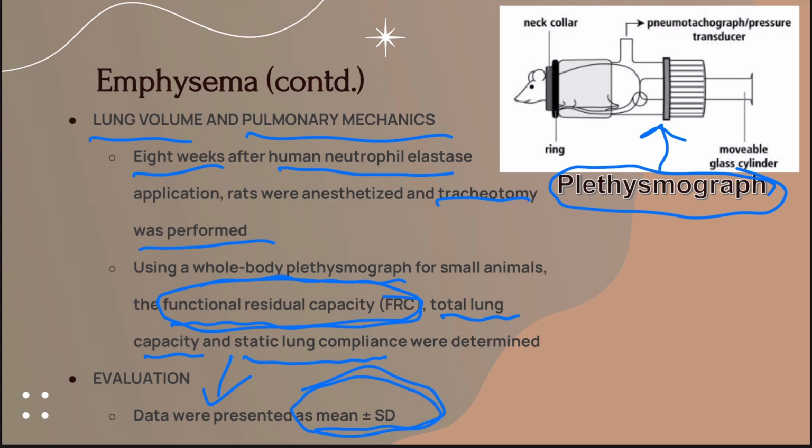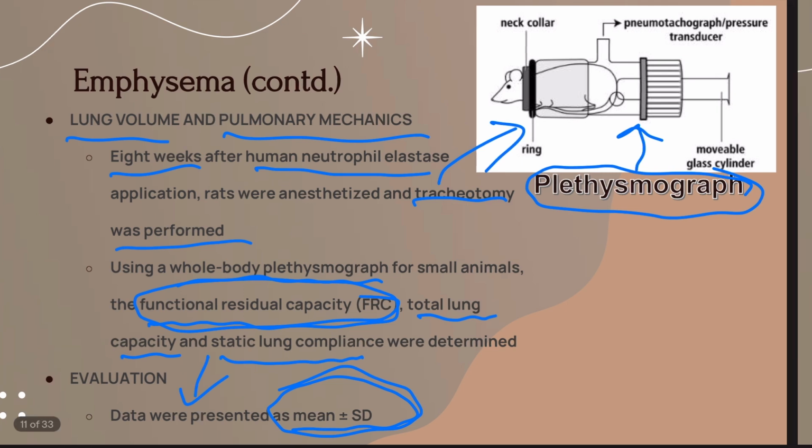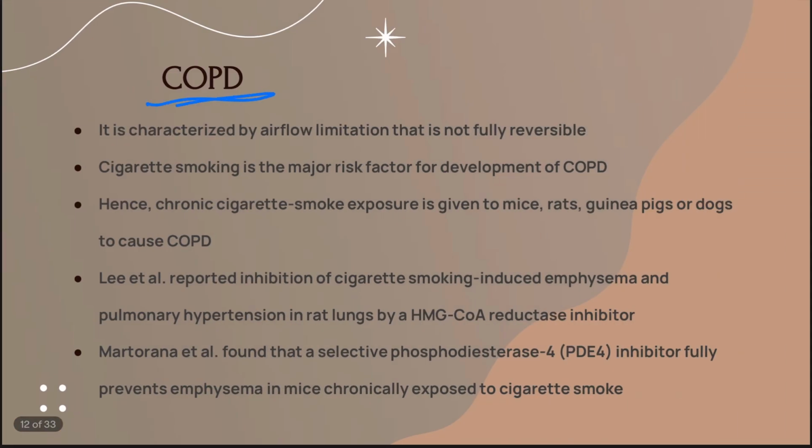So the volumes and the lung capacities are to be calculated with the help of this plethysmograph, and this is done after 8 weeks of administration of the human neutrophil elastase. So this will be done for all the groups, that is the control group, the low dose group, and the high dose group. Now coming to the next disease, that is COPD.